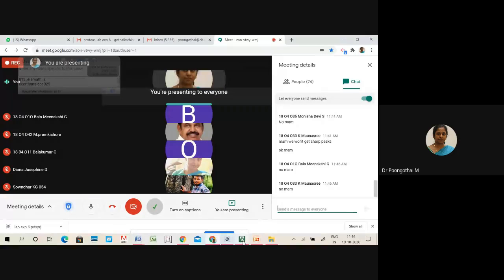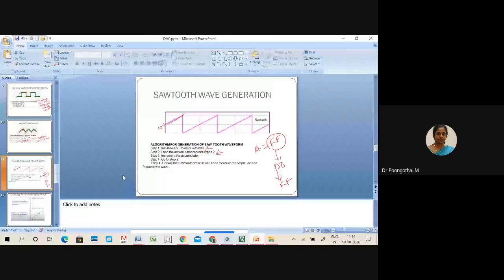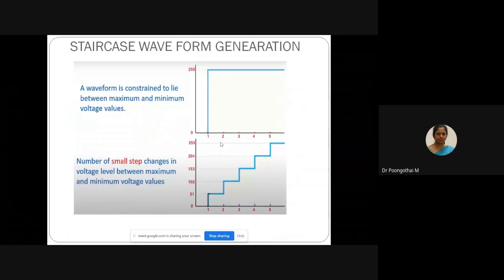So the next waveform is staircase waveform generation. Actually this waveform is constrained between the minimum and maximum value. That is, the voltage levels are divided from 0 to 255 for your 8051 microcontroller. Since it is an 8-bit microcontroller, we have to divide the voltage levels from 0 to 255. Here you can see the number of small step changes in voltage level between maximum and minimum voltage levels.